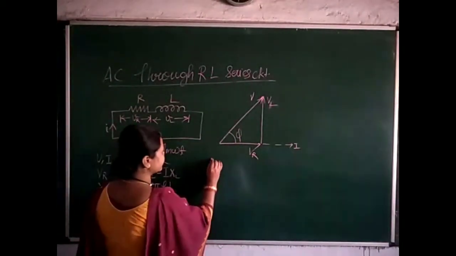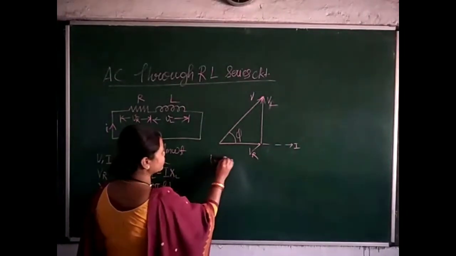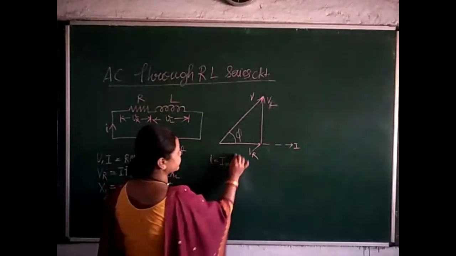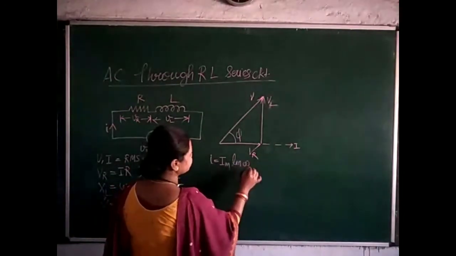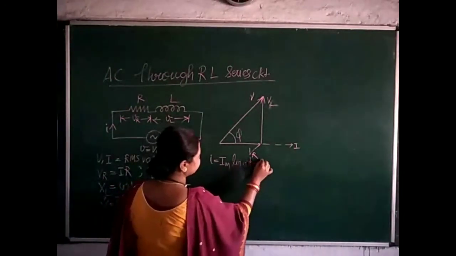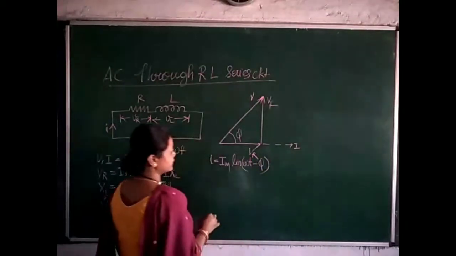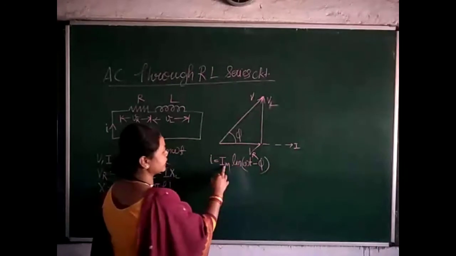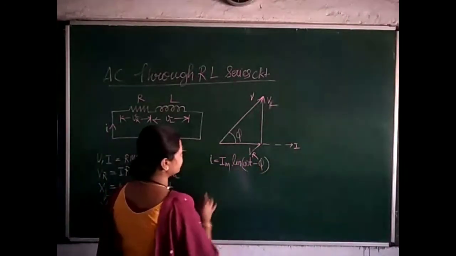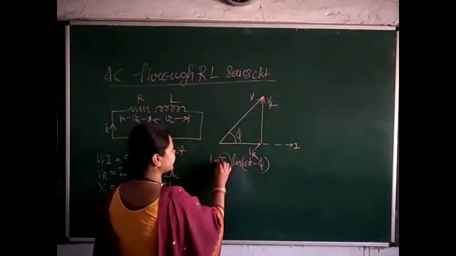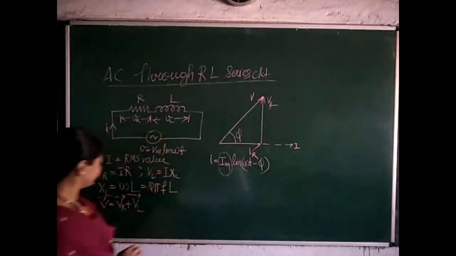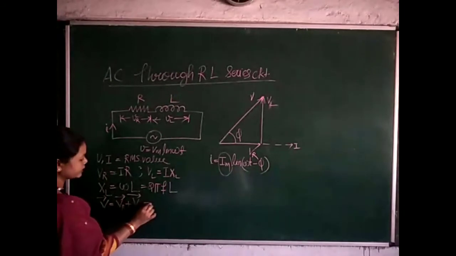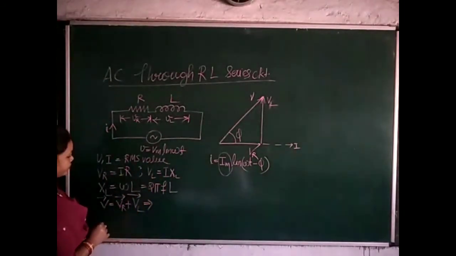The instantaneous value of current is equal to Im sin(omega t minus phi). By phi angle, the current lags the voltage. So it is Im sin(omega t minus phi). Now how do you get this value of phi? Come here. From this equation we get the value of Im.